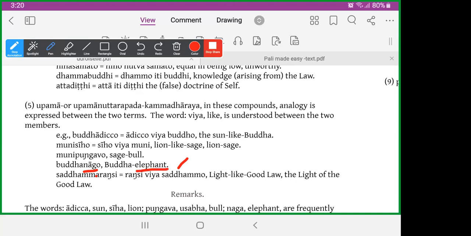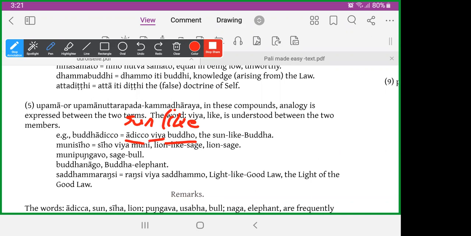So this is an example. And the next one is the Saddhamma. Saddhamma is the good Dhamma, or good law here. The good Dhamma is compared with the light. So viya is like, and dipo is light. So this example is very easy. Compared to the earlier example, you just need one word, viya. Because if you don't put the word viya here, you don't know the relationship between Buddho and Adicho. Buddho is Buddha, Adicho is sun. So you need something, viya, to explain that the Buddha is like a sun. Because you are using the word viya, this is called upama.